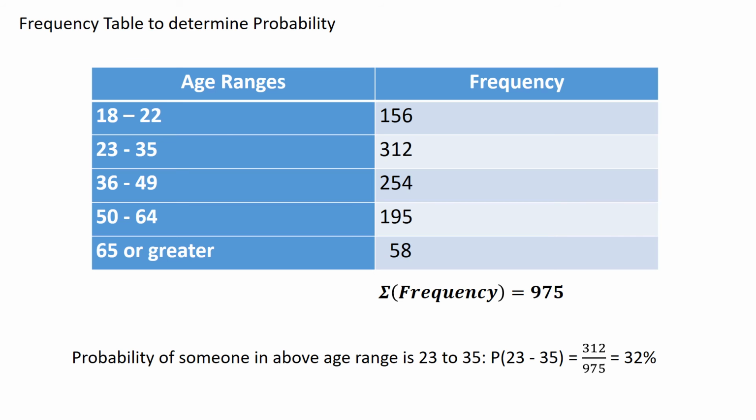Now, what I want to do here is I want to know what's the probability of someone being in age range 23 to 35. What I would look at here is 312 divided by 975. There are 312 individuals between 23 and 35 divided by 975, or 32%. So there's a 32% chance when I look at this group that the individual would be between the age of 23 and 35.